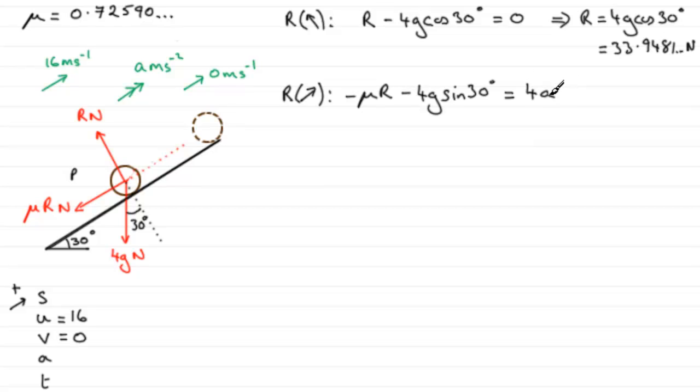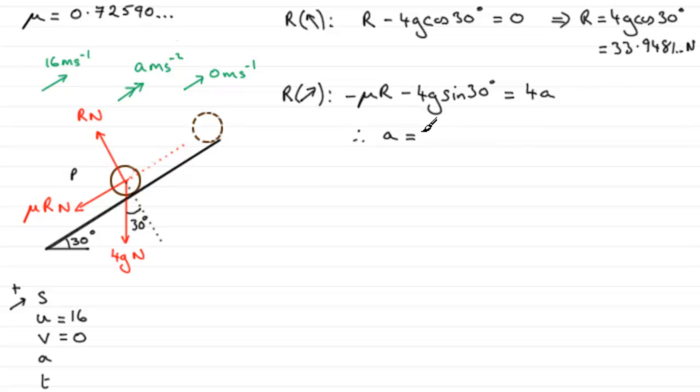Now, to get that acceleration, all I need to do is divide both sides of this equation by 4. I'm also going to substitute the values that we've found earlier. Remember, we found out that mu, the coefficient of friction, won't change even if we've removed our force here. It's a constant value, and we found out that it was 0.72590 and so on. So I can put that in, and we've got R from up here.